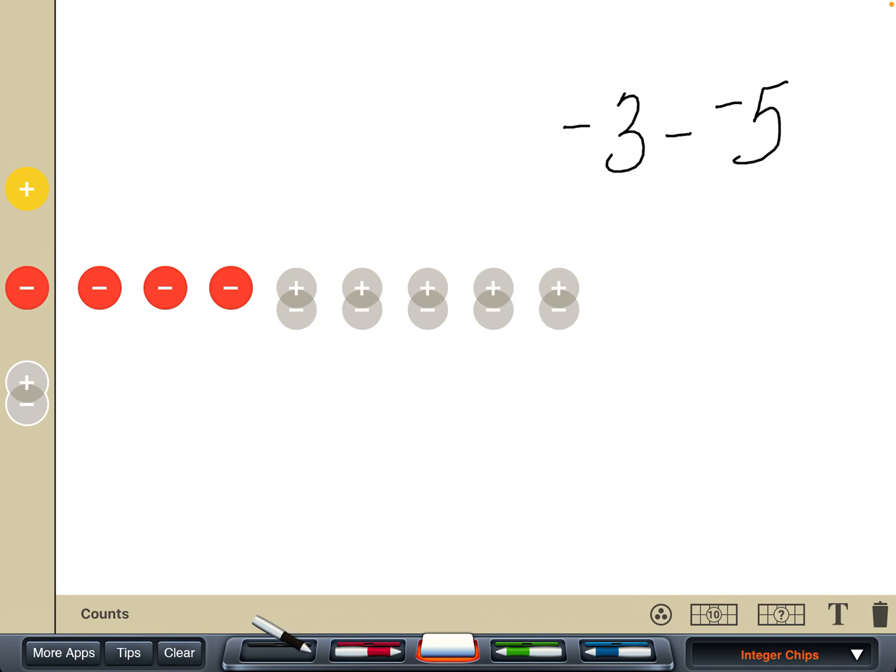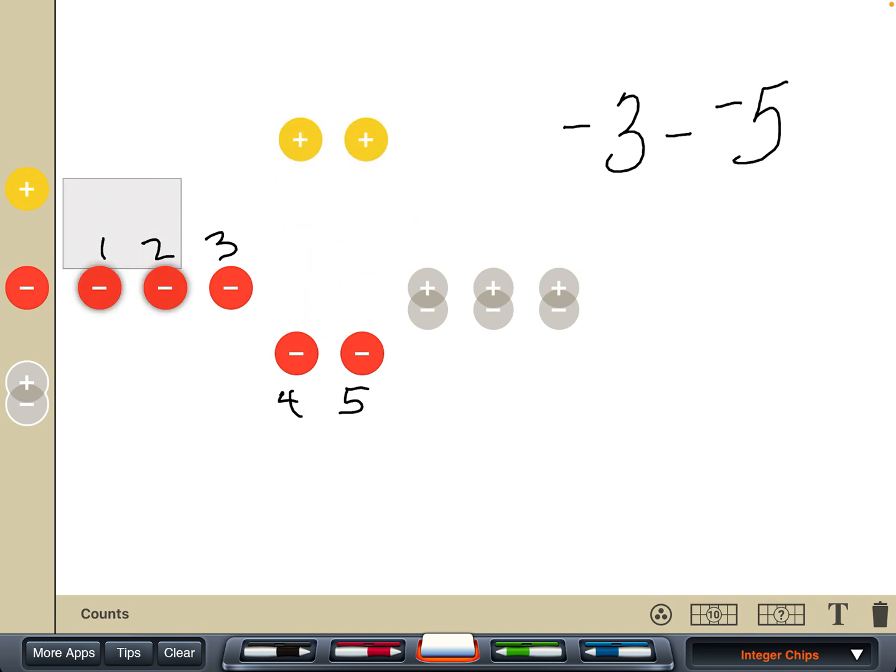How many more zeros would we need to get to 5 negatives since we already have 3? Yeah, we would just need 2 more. Okay, so we would just need these 2 to give us 5 negatives, right? This would give us 1, 2, 3, 4, 5 negatives. So I think I'm going to move this up like this. And so we would take away our 5 negatives.